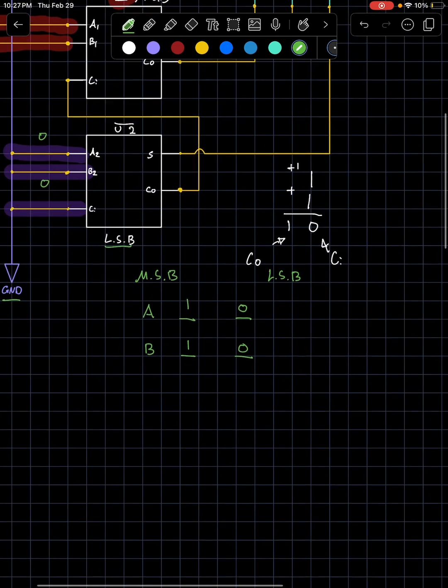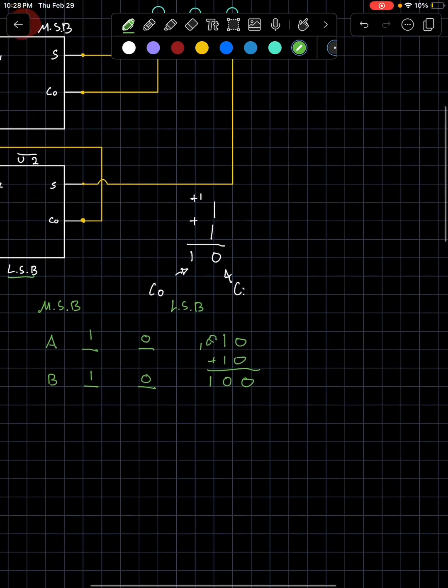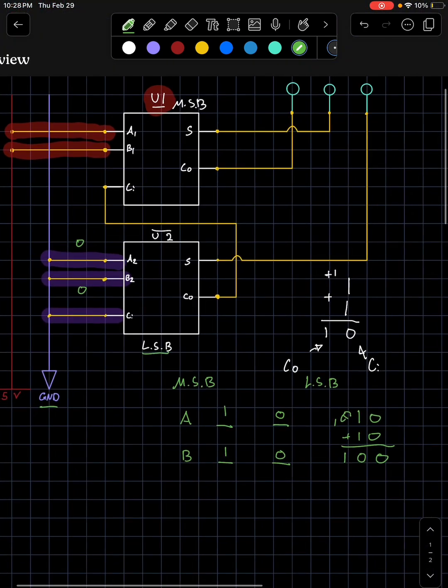So what do we do now? Well, this is just simple binary addition. We do 1, 0 plus 1, 0. That's 0. Then you have 1 plus 1. You carry in a 0. You carry out a 1, and that's 1. So your final binary will be 1, 0, 0.